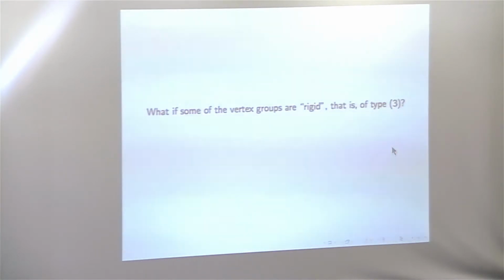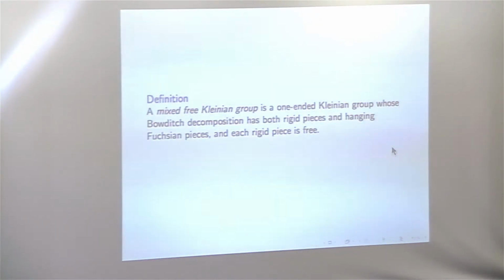Let me see if I have my example here. Okay, so this is horrible terminology, like some kind of bad drink name, but it's called a mixed free Kleinian group. So I'm going to have a one-ended Kleinian group, convex-cocompact, which I didn't put here. I want its Bowditch decomposition to have both rigid pieces and hanging Fuchsian pieces, and I want the rigid pieces to be free. So it's very restricted, and I'm going to see if we can tell this exactly from the topology of its boundary. It's still a little tricky.